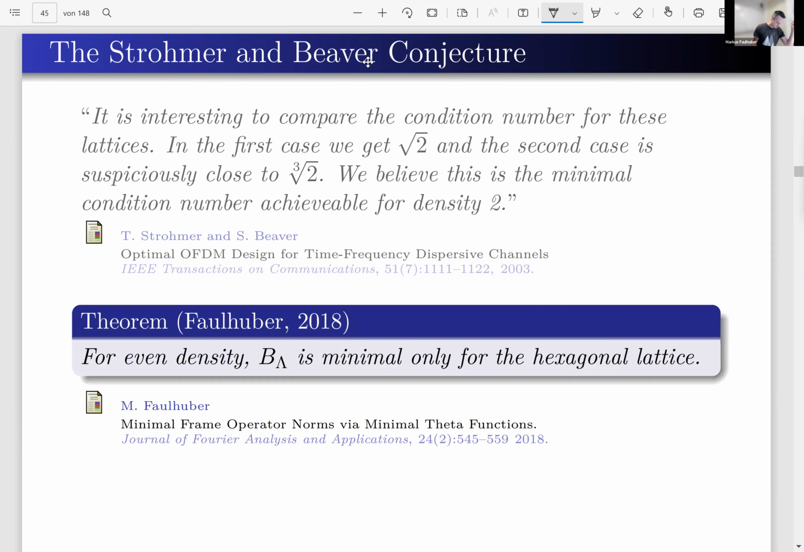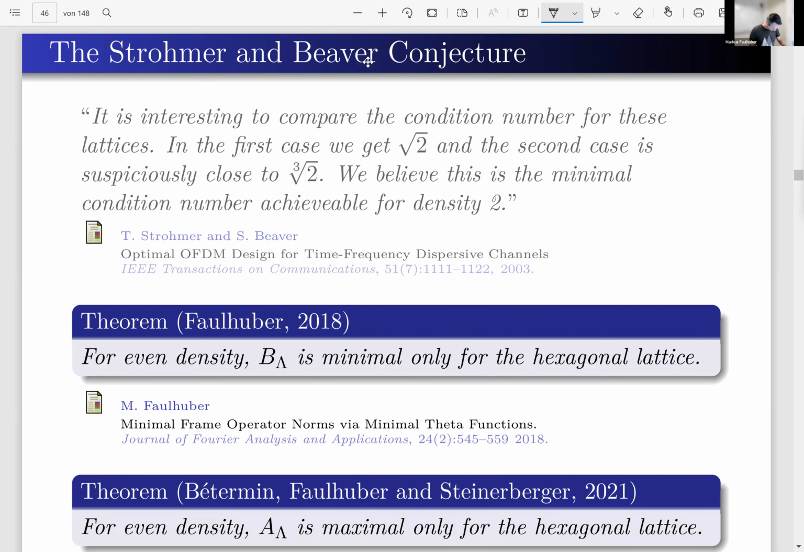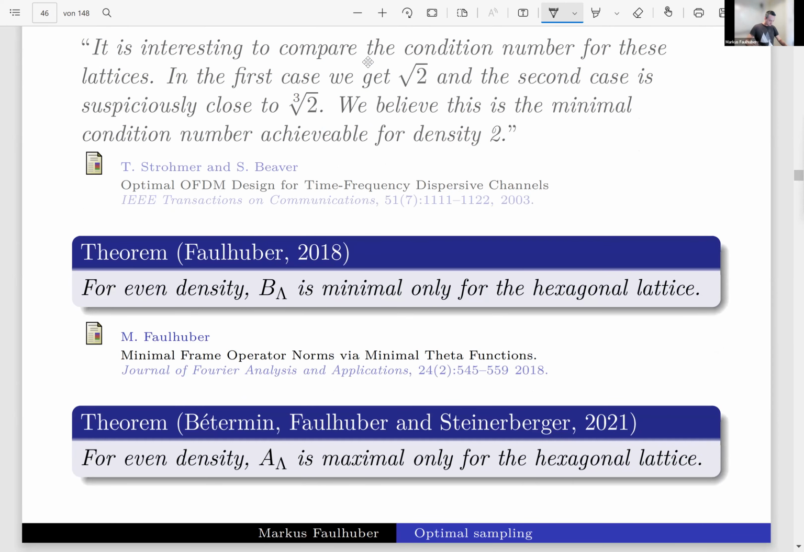So in 2018, 1 year after the work with Stefan, I could show that actually the upper frame bound is minimal only for the hexagonal lattice, again for even density. And the new result is that also the lower frame bound is maximized in this case. So as an implication, we see that the Strohmer and Beaver conjecture is indeed correct, at least for even oversampling rate.